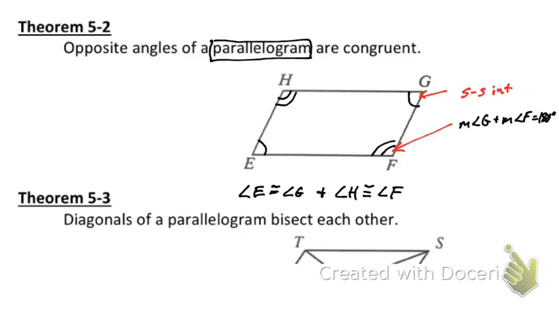150. What's the measure of G? 30. You just need to know one angle of a parallelogram, and you actually know all the other angles. Because if they're across, they're congruent. And if they're consecutive, that means EF or EH, they equal 180 degrees. And that's because of the same side interior. So although there's no proof that we have with parallelograms, you just have to know what parallel lines do.